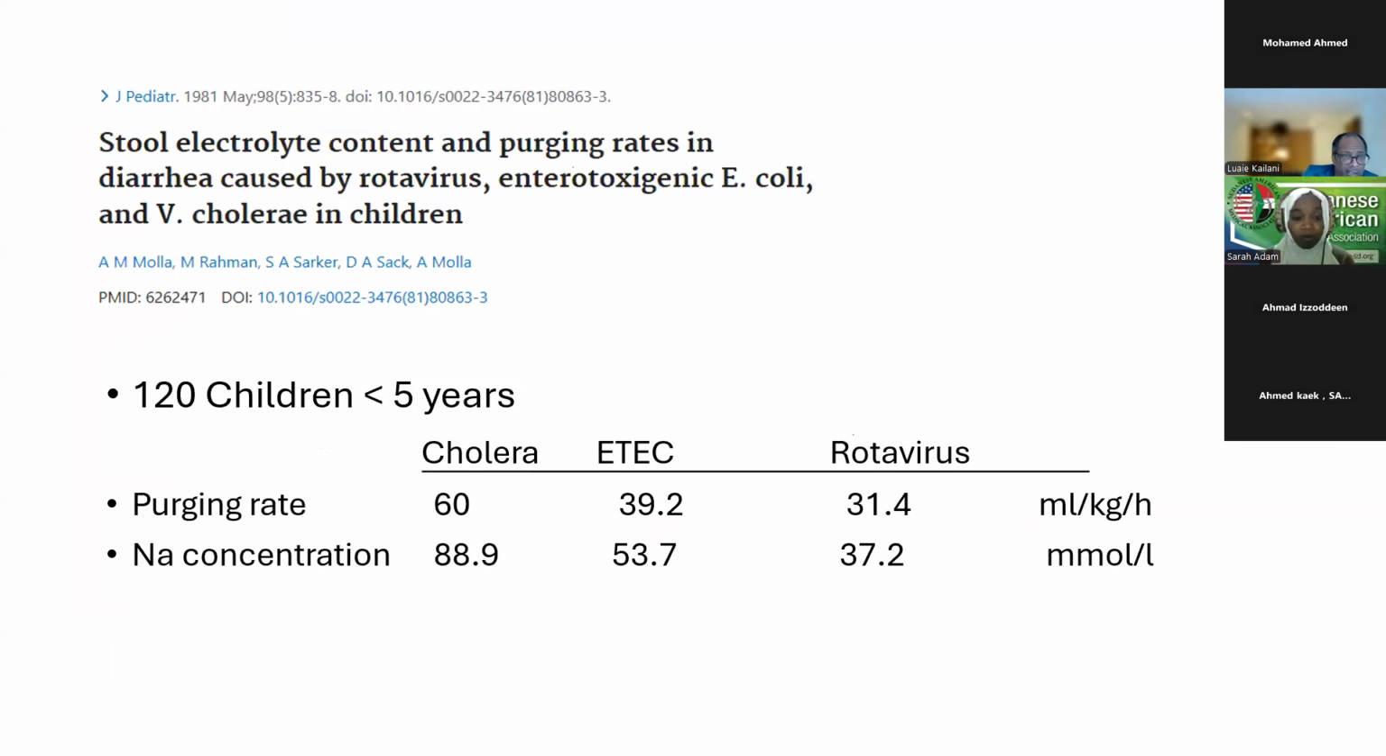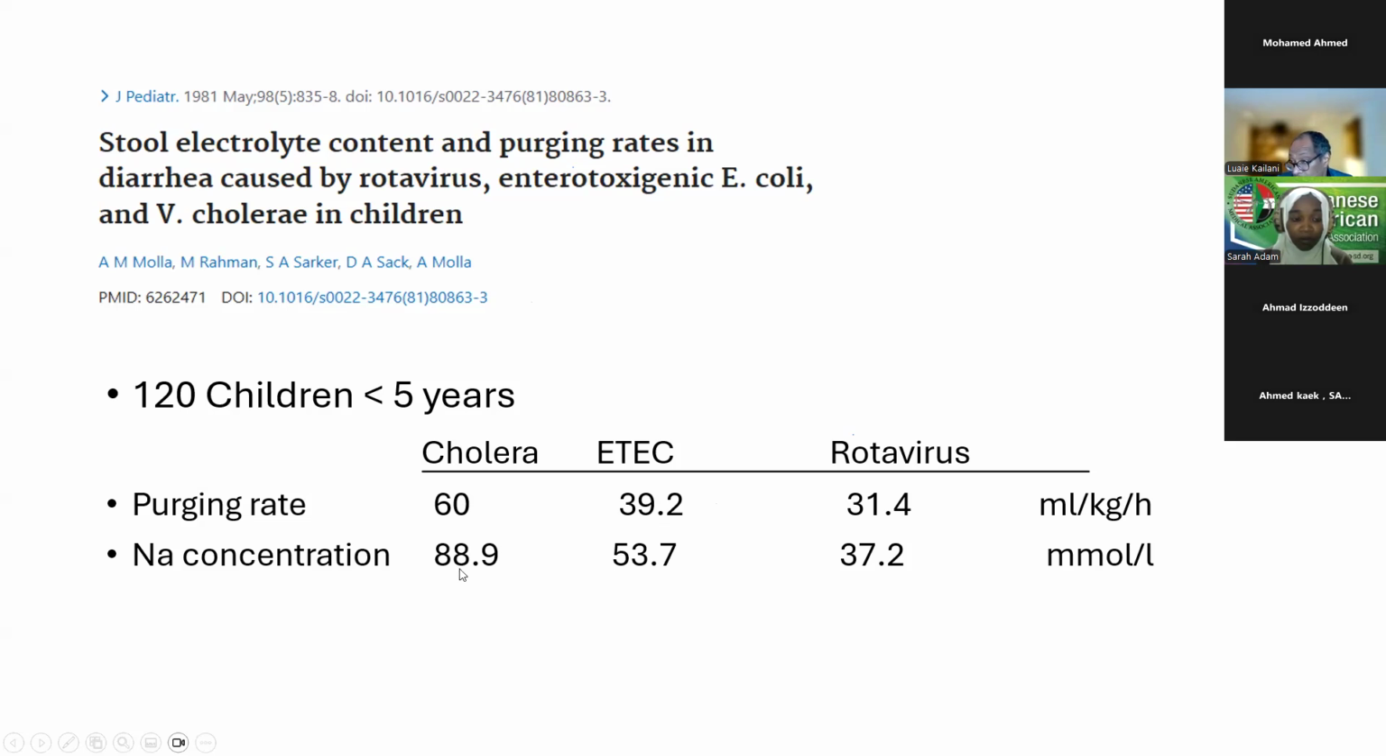This is a study published in the early days, just a comparison between cholera and enterotoxigenic E. coli and rotavirus, comparing both the purging rate and the sodium concentration. Potassium, in all these causes of diarrhea, is not very different between them, but you could see the purging rate in cholera is 60 ml per kg per hour versus 40 in E. coli and 31 in rotavirus. So almost double the volume in cholera.